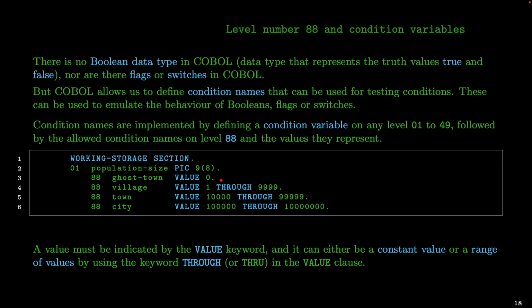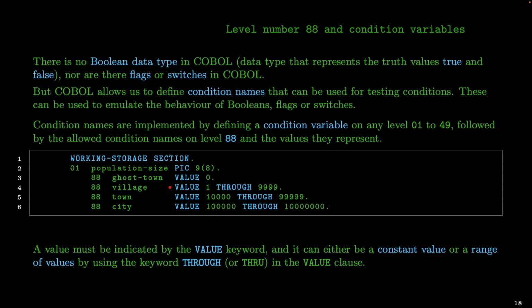So if the population size is 0, then we consider it a ghost town. If it has between 1 and 9,999 inhabitants, we consider it a village. From 10,000 to just under 100,000, we consider it a town. And above 100,000, including 100,000, we consider it a city.